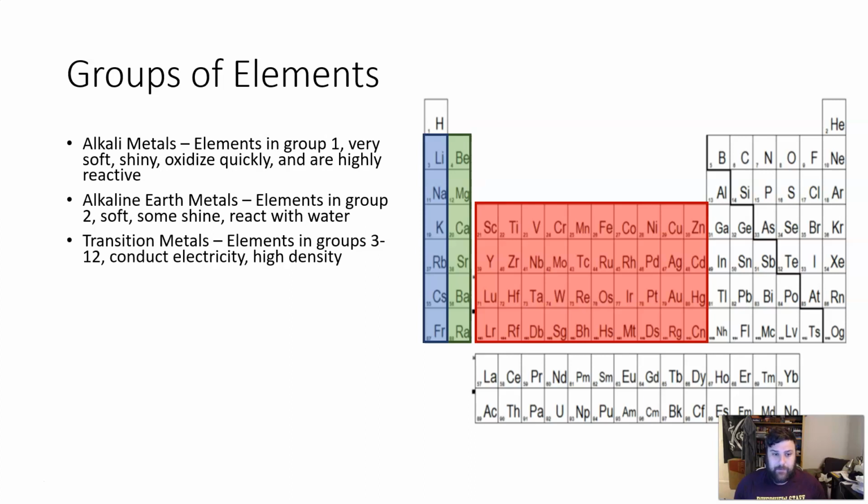These elements, they have a relatively wide variety of characteristics. But some of the common things that they have with each other is they all conduct electricity. They are all relatively high density. And amongst other things, they will a lot of times be magnetic as well.